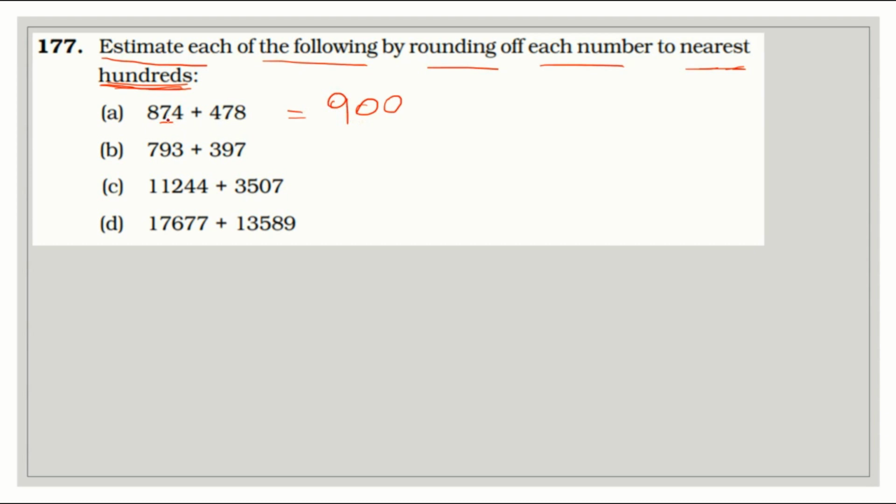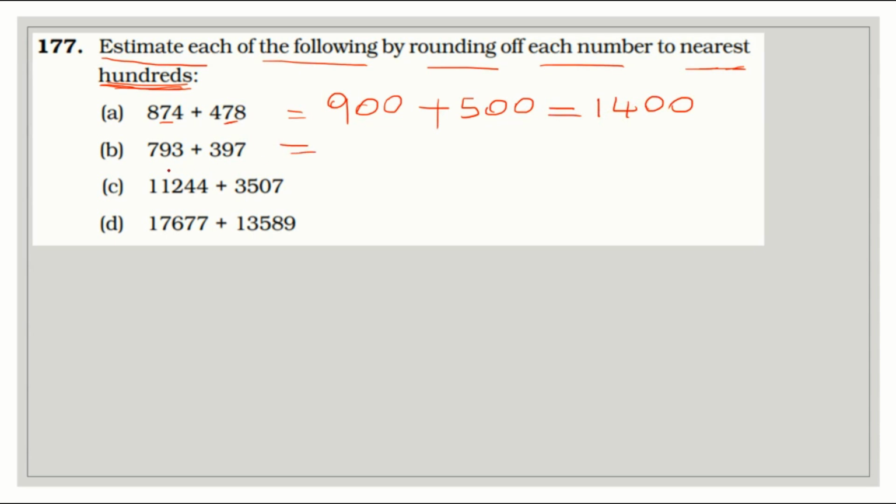Here the tens place is 7, which is more than 5, so this 874 becomes 900. Rounding off 478 to the nearest hundreds, again the tens place is 7, which means the tens place and units place become 0. Increasing the hundreds place by 1 gives 500. So their sum is 1400.